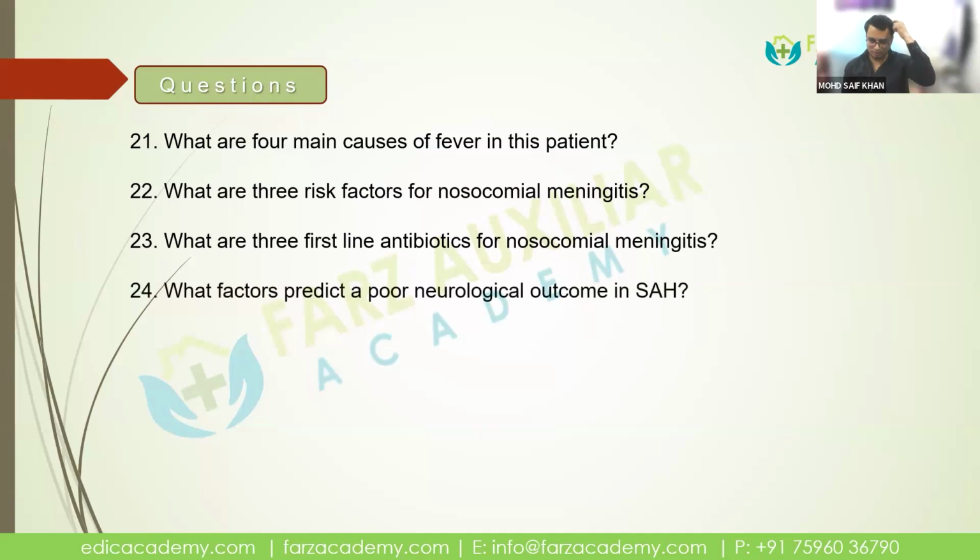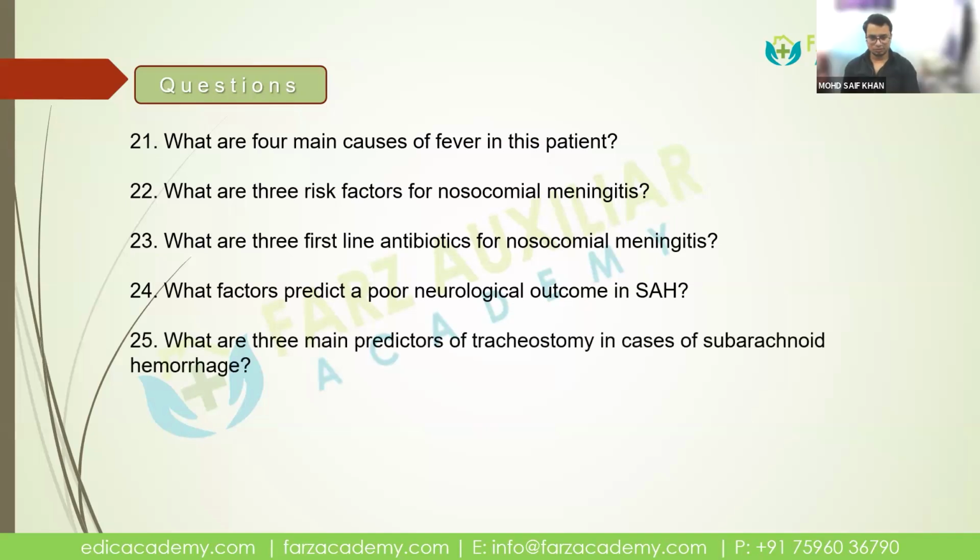What factors predict a poor neurological outcome in SAH? A persistent low GCS, a rebleed, hydrocephalus, and vasospasm. What are three main predictors of tracheostomy in cases of SAH? A patient with a prolonged low GCS, a poor GCS even after 4 or 5 days on ventilator, whom we predict will be on ventilator support for a long time. A persistent poor GCS is the main predictor of tracheostomy for me, sir. And any repeated surgeries, if she is going to be planned for them.